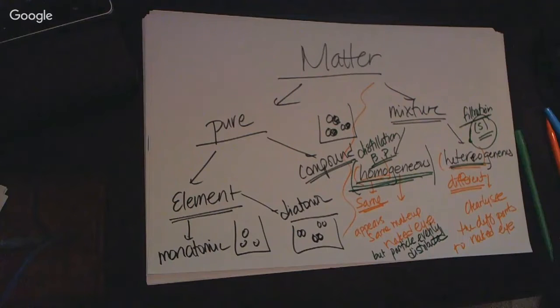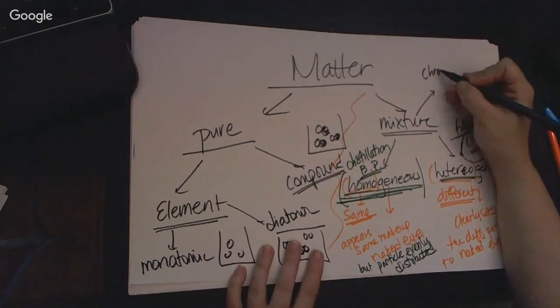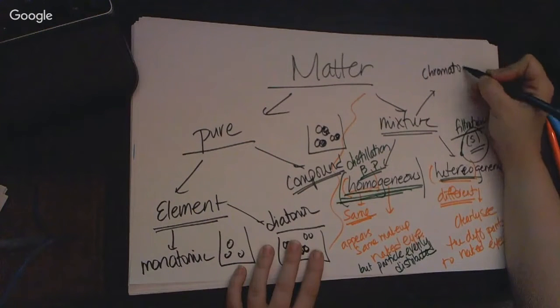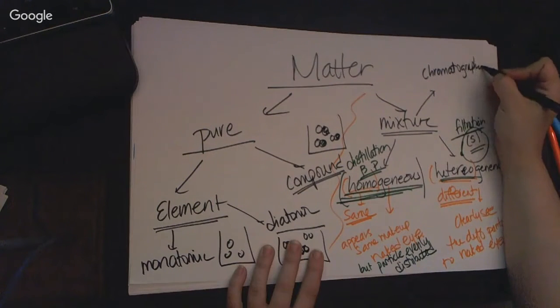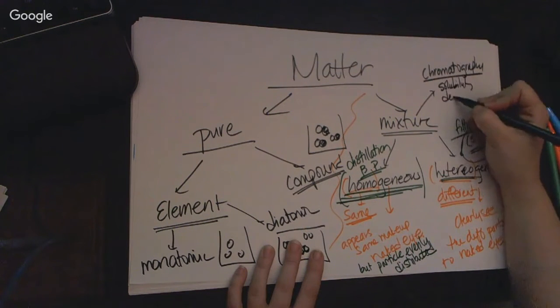Now, there is actually one other method of separating a mixture, which is called chromatography. The deal with chromatography is you are separating different components based on solubility and based on density.